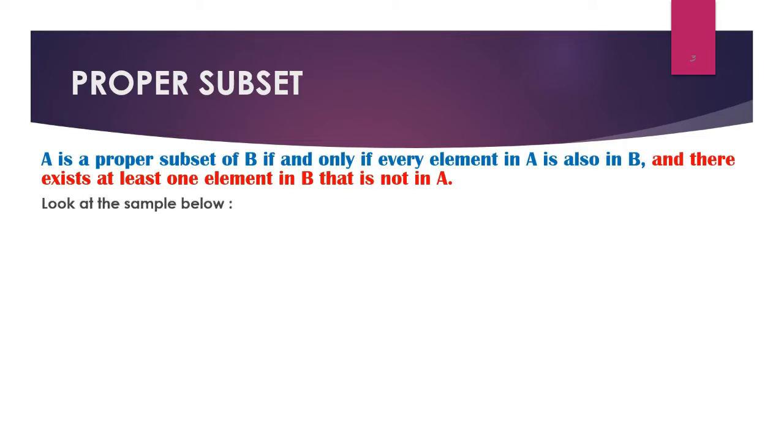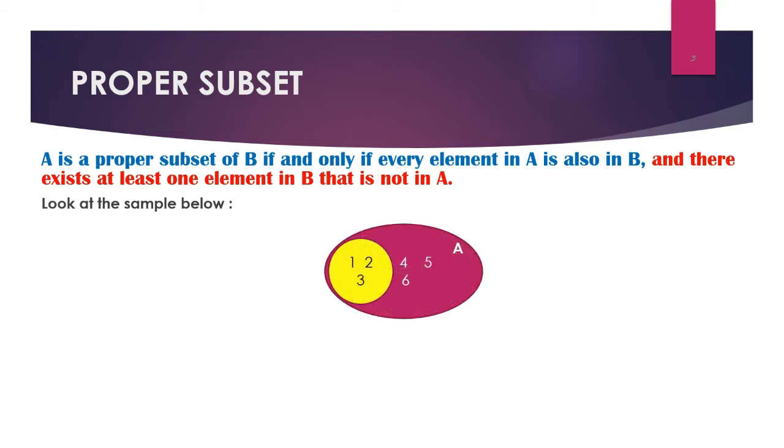Okay, now we talk about the proper subset. A is a proper subset of B if and only if every element in A is also in B, and there exists at least one element in B that is not in A. Look at the picture. A is 1, 2, 3, 4, 5, 6, and B is only 1, 2, 3. So we can say B is a proper subset of A.